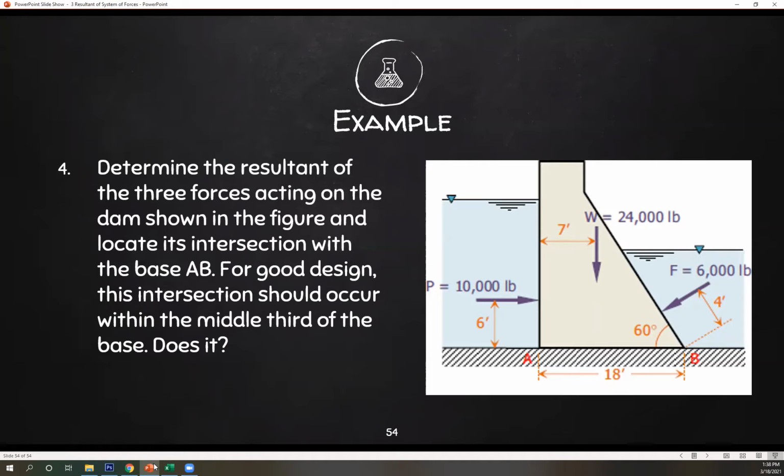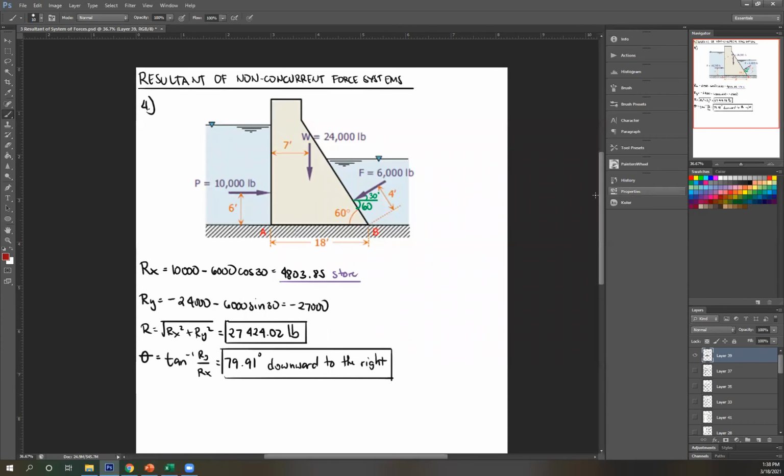The intersection with AB. So intersection with AB, again, we're going to guess the location. It's downward to the right, so that direction is this way. So I'm going to guess this is my R. Okay? And then you're going to take a reference point. Usually you should take it wherever it's easier to compute.